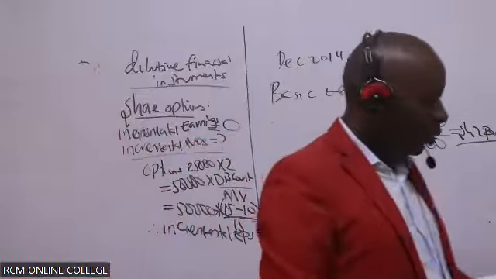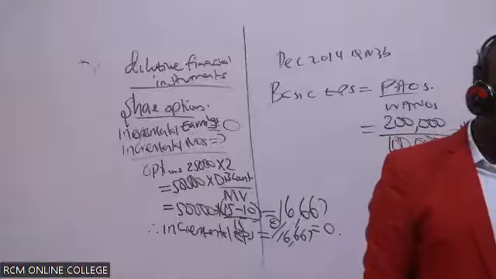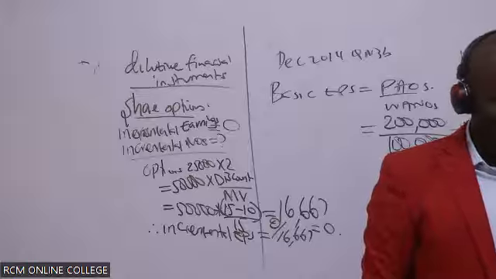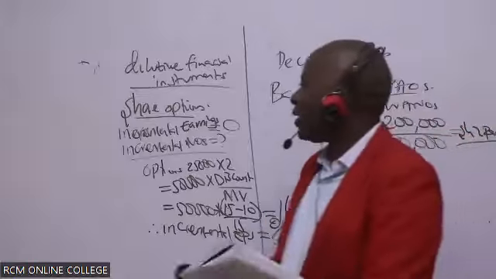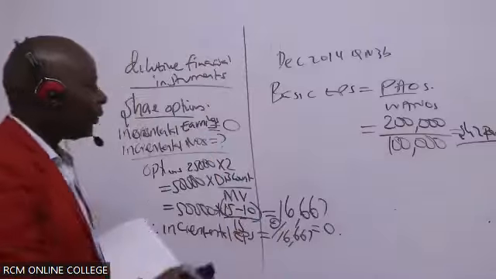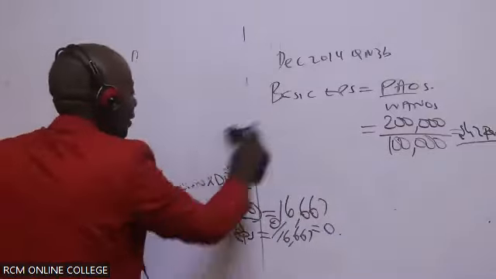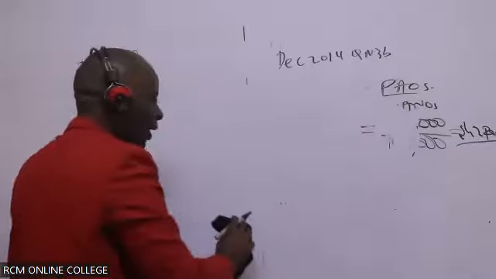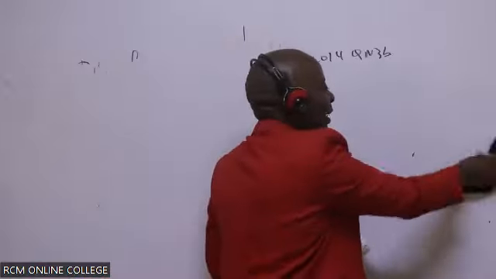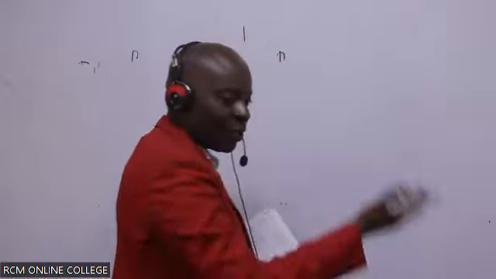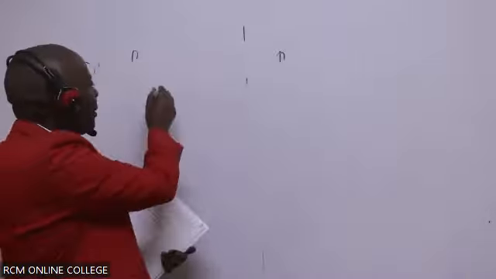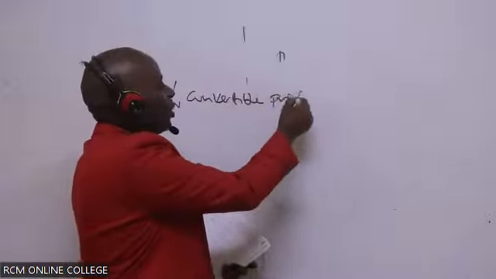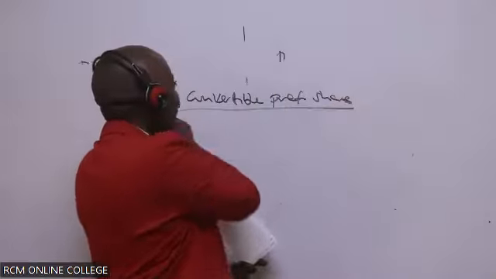And then now we go to the next item, which is the convertible preference shares. Of course, this is dilutive, always it will be dilutive, unless you made losses. So they give us 8% convertible preference shares. What do we have there, somebody?